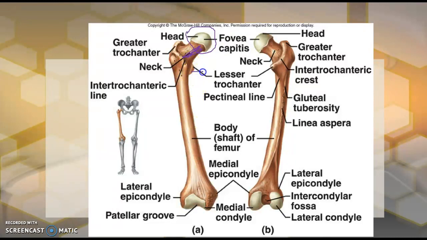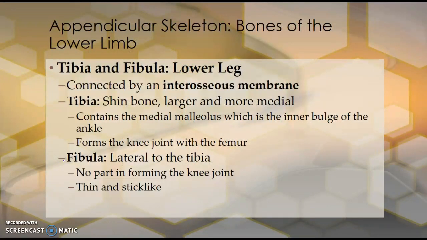Okay, and here's your trochanters. You have your greater and lesser trochanter for muscle attachment. And then down here you have those medial and lateral condyles and that intercondylar fossa, which helps you create your knee.